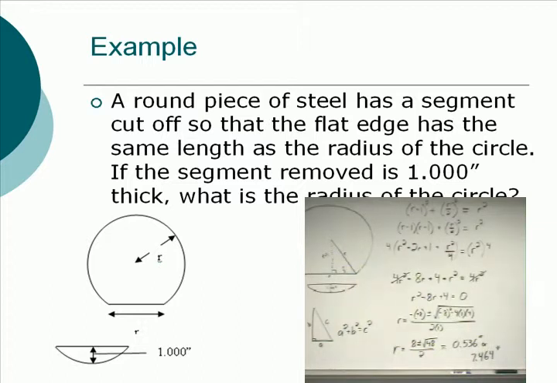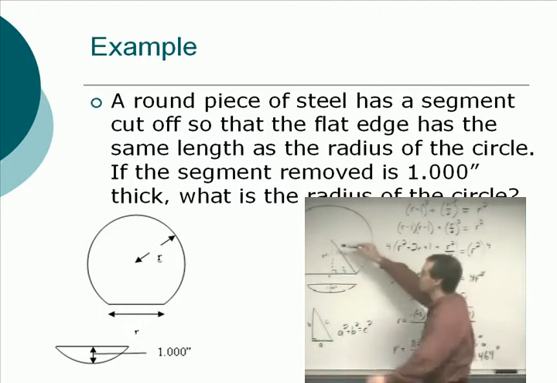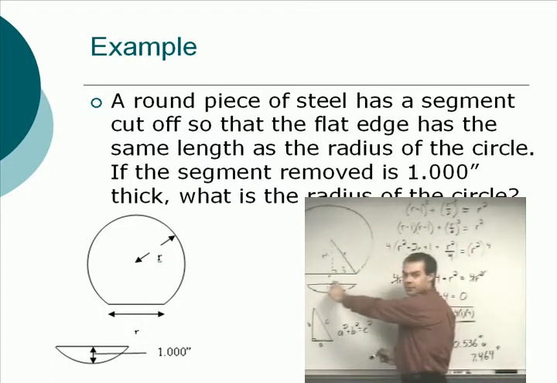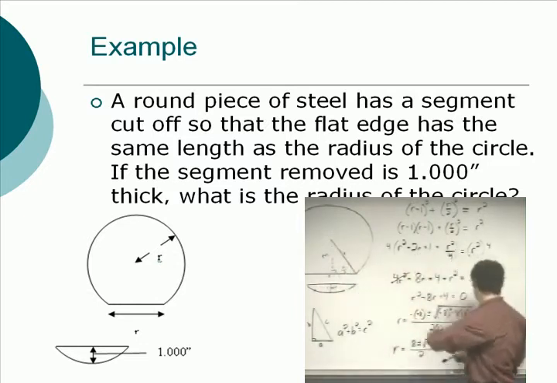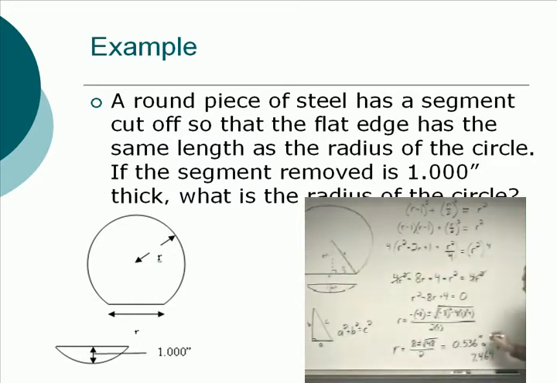Now, you got two positive solutions. They should both seem reasonable, but one of them is not reasonable. Which one do we have to throw out here? 0.536, because that's half of the radius. Well, the 0.536 is the one that we have to throw out. We have to have a radius that we can cut one off of and still have something left. 0.536 is not big enough to cut an inch off of, so we have to throw that solution out.